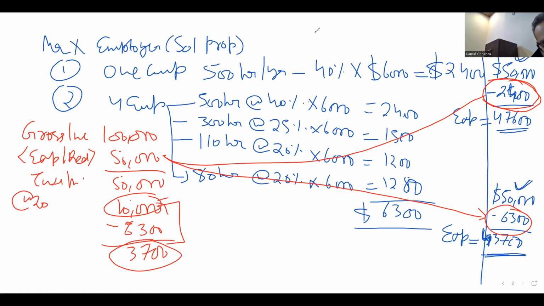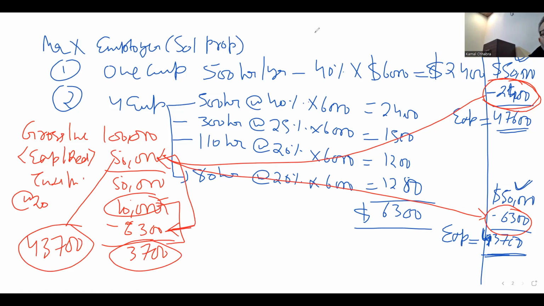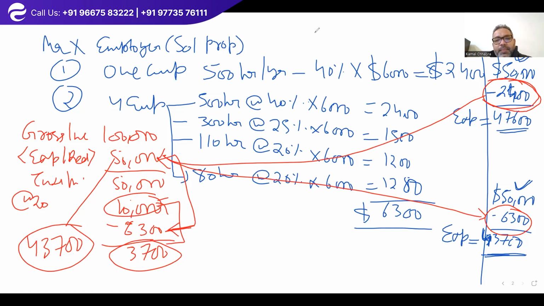So you should not take double benefit of this amount. That is the reason you need to reduce this amount from here. So instead of 50,000, it should be 43,700. Make sense? Yes, no? Any doubt? Clear, sir. Clear.